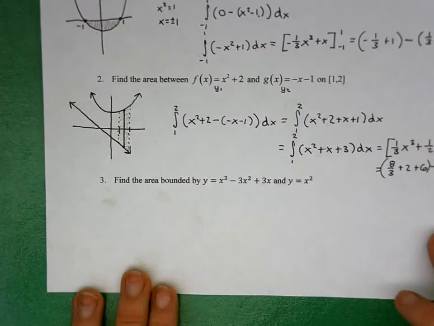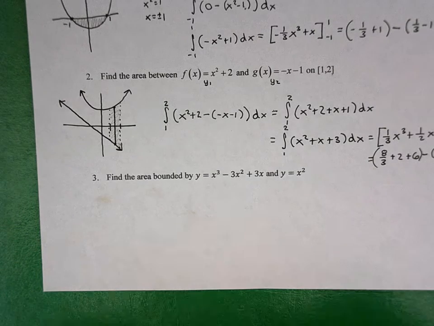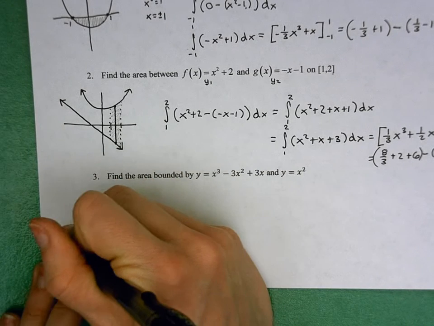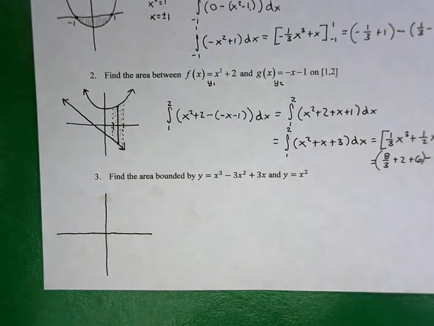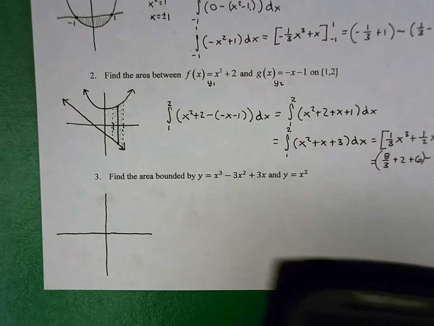Okay, number 3, we are finding the area bounded by y equals x cubed minus 3x squared plus 3x and y equals x squared. So again, let's graph it first. Just a reminder, I encourage you, if you ever feel so inclined, pause the video, see if you can solve it on your own.